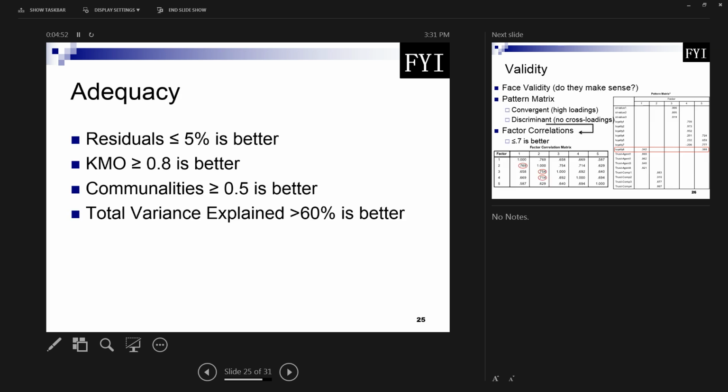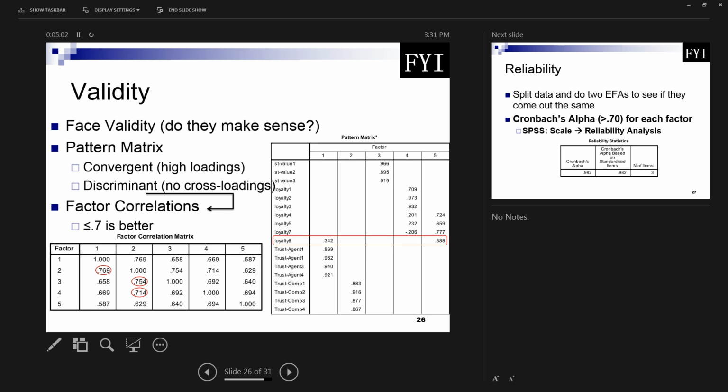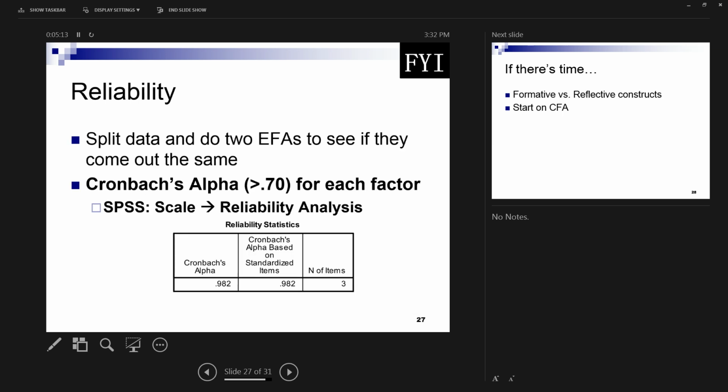Adequacy we talked about. All of that we did. I say here greater than 0.5 is better, but really you can get down to 0.4, even 0.3, depending on your sample size. Validity, do they make sense? Convergent, discriminant, we talked about all that.